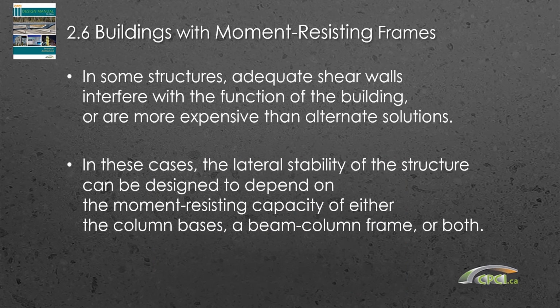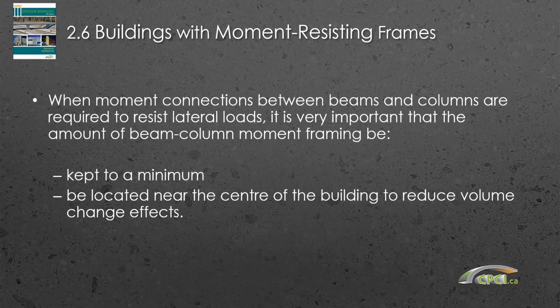I mean, we prefer to use shear walls, but sometimes due to architectural requirements or openness requirements, you can't use shear walls in your building, so you still have to provide lateral stability. So you could use moment resisting frames or fixity at column bases, or a combination of both to resist your lateral loads. But as a general rule of thumb, you want to keep the amount of moment frames to a minimum and locate them near the center of your structure to reduce those volume change effects.